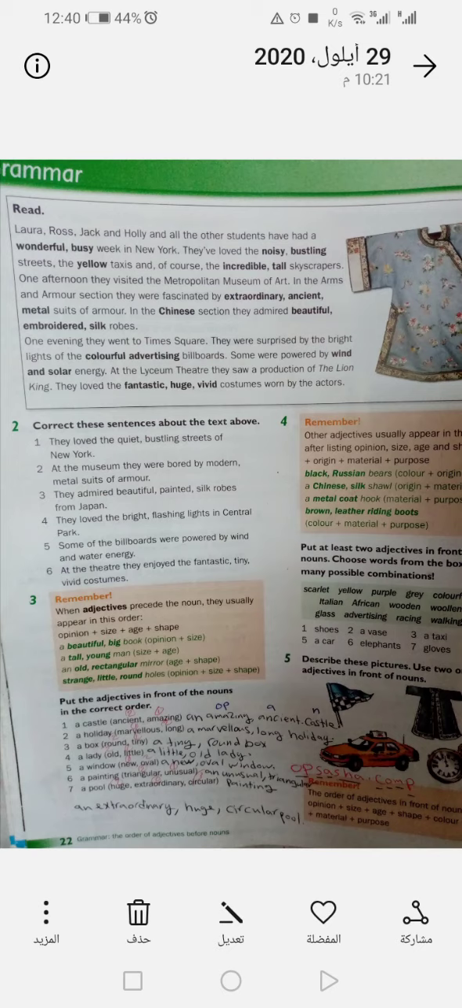What is the function of adjectives? Adjectives are words that are used to describe nouns. They come before nouns and they describe nouns. الادجective عبارة عن كلمات تستخدم لوصف الأسماء.